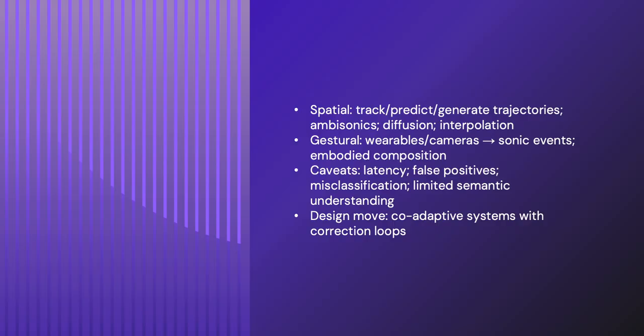The design response is co-adaptive systems. Build correction loops so performers can relabel gestures, adjust thresholds, and refine mapping during rehearsal. Keep a simple fallback like a manual trigger so the performance is robust even if tracking drifts on stage.